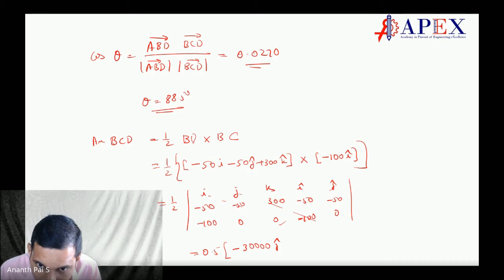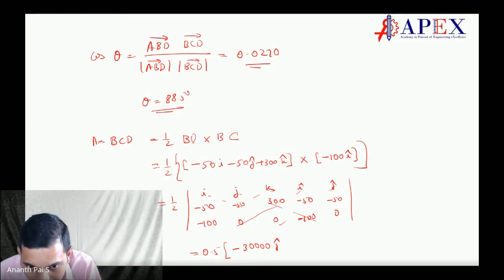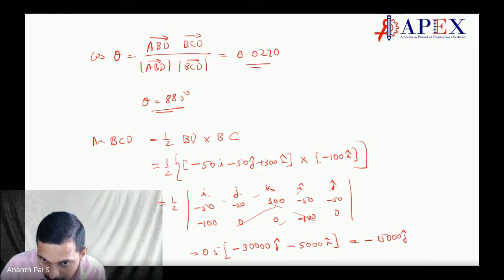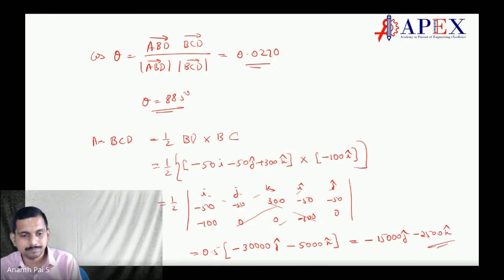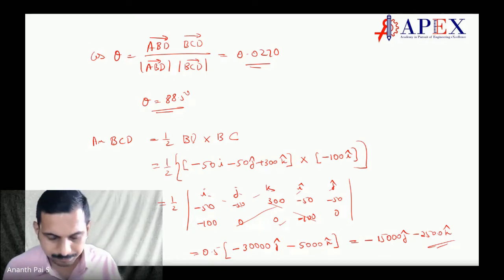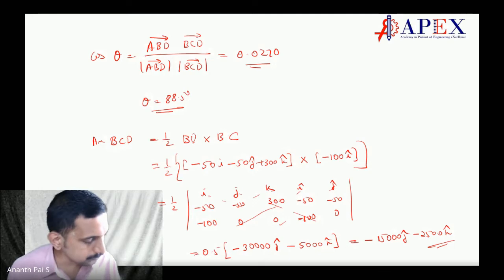Here you get minus of 100 into 50. 100 into 50 is 5,000, so minus 5,000 K. Makes sense? So this would be equal to minus 15,000 J minus 2,500 K. Got it, Varsha? Yes, sir. That's how we go with it. Done. Now find the angle between those two by using cosine.